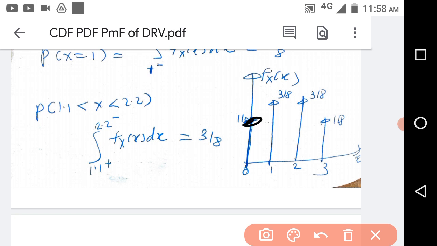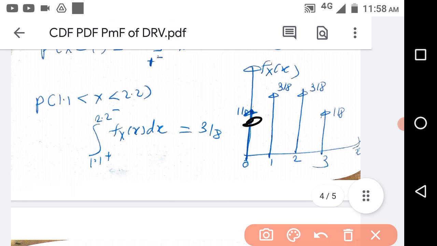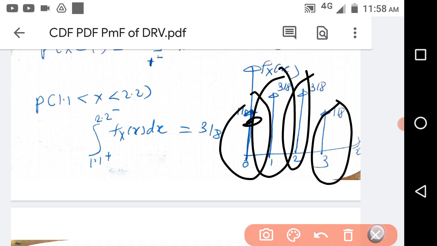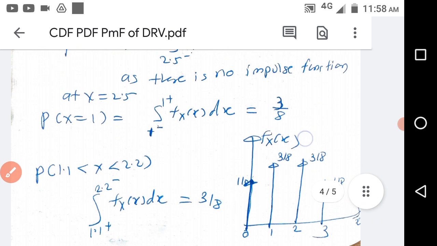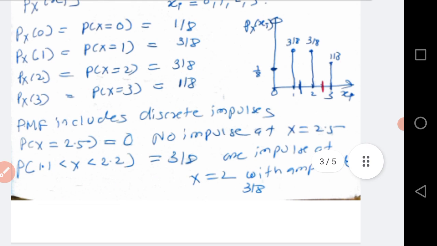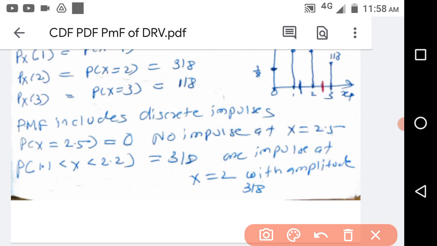Here I have shown arrows, which indicate that at this point there is a continuous impulse function. Here a continuous impulse function, here also a continuous impulse function. That means the PDF contains continuous impulse functions, while the PMF contains discrete impulse functions. That's why in the PMF the dots are shown.